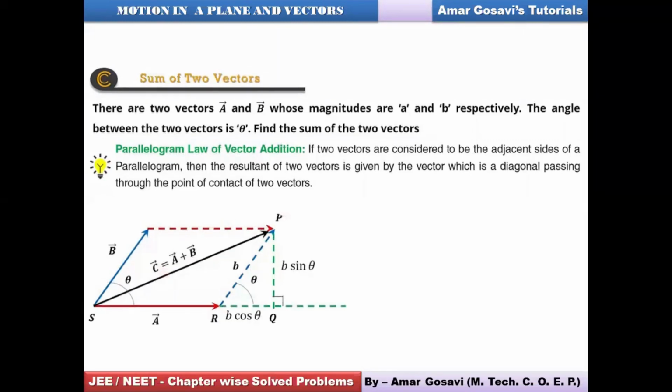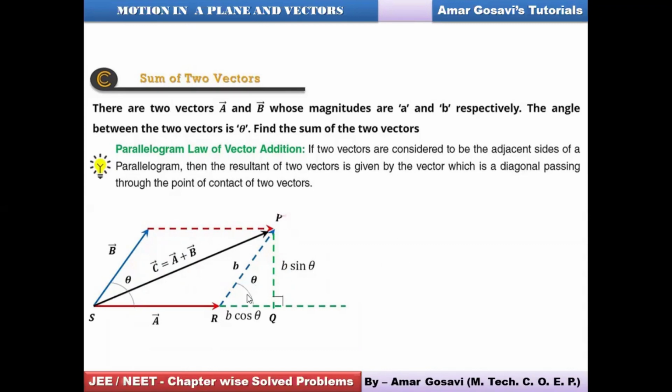Now there was a construction, friends. Yesterday, if you remember, we extended SR and dropped a perpendicular from P. This was the construction yesterday. Now if this angle is theta, this angle has to be theta. Why? Because of two parallel lines and a transversal, corresponding angles, you can see.